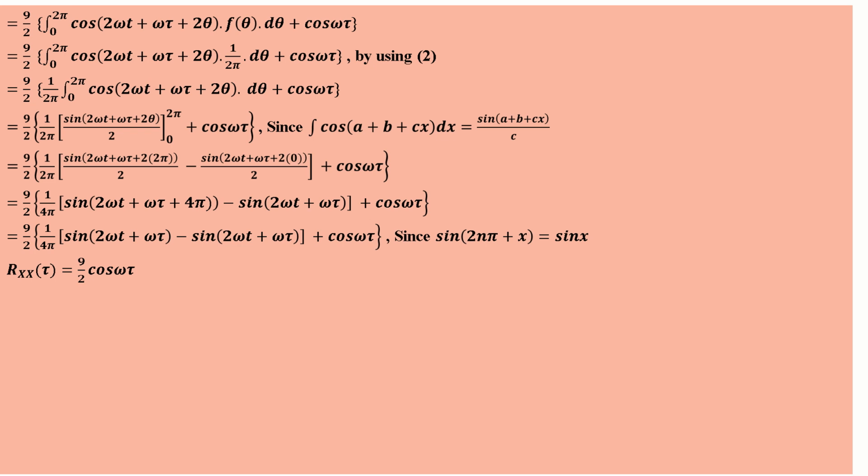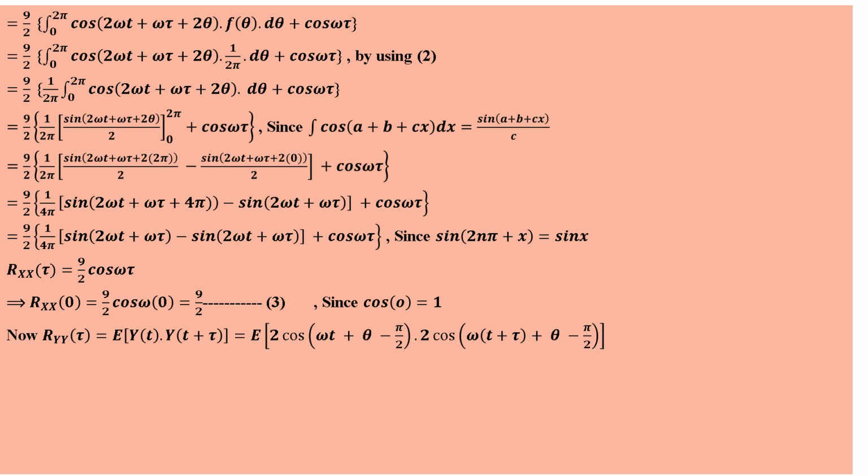So Rxy of tau is equal to 9 by 2 times the last term cos omega tau, because sin 2 omega t plus omega tau minus sin 2 omega t plus omega tau gets cancelled, we get 0, and 0 into 1 by 4 pi is 0. So we get 9 by 2 cos omega tau, which is a function of tau. Now we need Rxy of 0, which is equal to 9 by 2 cos 0, which is equal to 1. So we get 9 by 2 into 1, so 9 by 2.